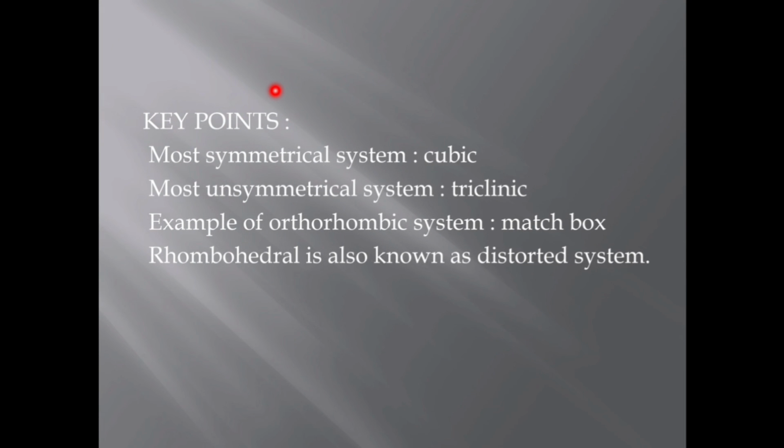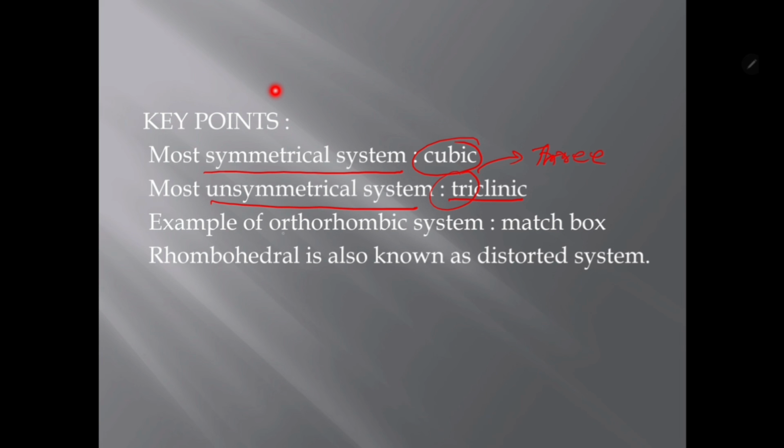So the key points are these, which are MCQ points that can be asked in NEET, JEE. So the most symmetrical system is cubic. Cubic will be more symmetrical because the axial distances all will be equal, as well as the angles all will be equal, and also the angle will be 90 degrees. The most unsymmetrical system is triclinic because tri means 3. Just remember this trick. Tri means 3. All the angles, all the axial lengths will be different.